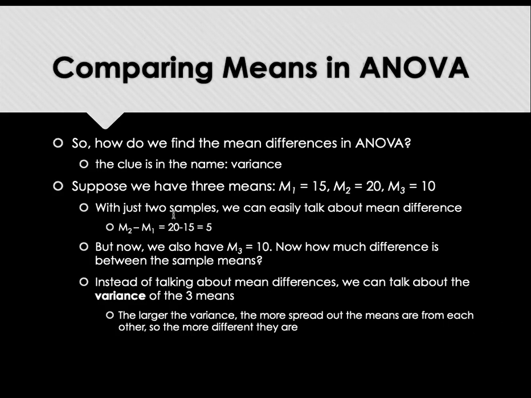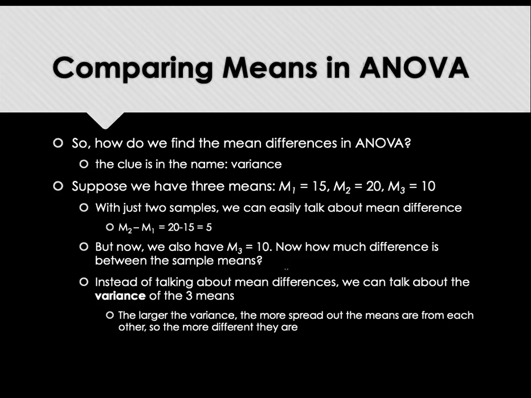When you have two means, you can just subtract one from the other. Mean 2, mean 1, 20 and 15. So just 20 minus 15 is 5. Very straightforward. But when you have three means, like let's say you have a sample mean of 15, a second sample mean of 20, a third sample mean of 10, how much is the difference between the sample means? Do you just subtract one and then the other and then the other? Or do you subtract 1 from 3 and 1 from 2 and 2 from 3? Or what do you do here?